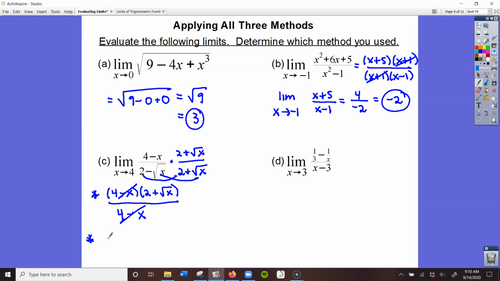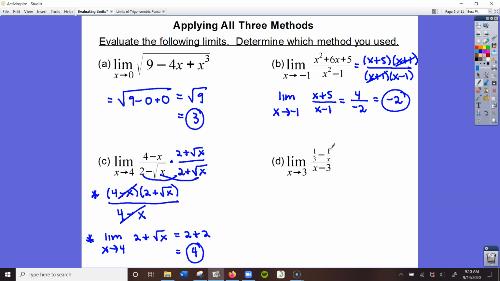So now I'm looking for the limit as x is approaching 4 of 2 plus the square root of x. So when I plug in the 4, I get 2 plus the square root of 4, which is 2. And 2 plus 2 is 4.